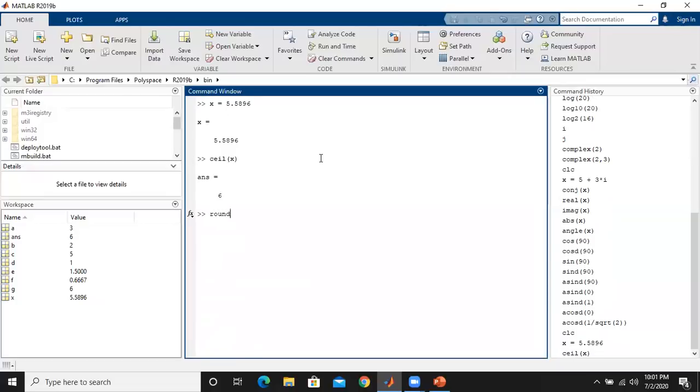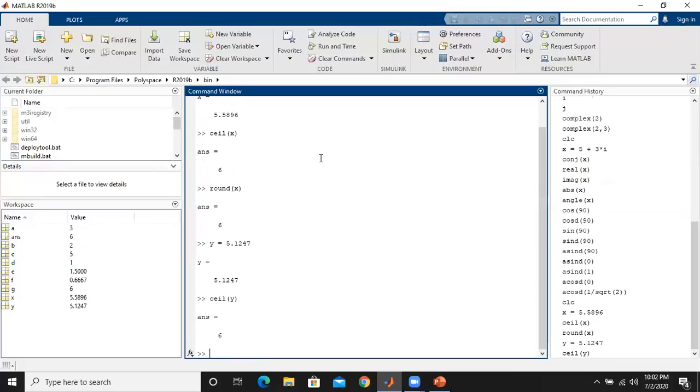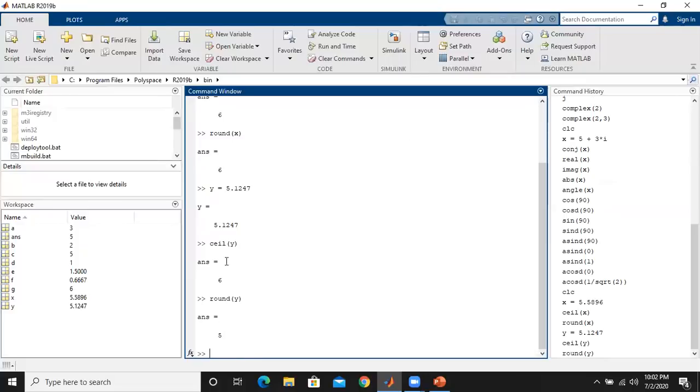Now you can also round it off to the nearest integer. So here you will get the answer as 6. And also let us take one more variable y. Here you just type 5.1247, right? When you ceil it, again it moves that number towards the positive infinity, so the answer that we get is 6 again. When you use the round built-in function, then you get the answer as 5, right?